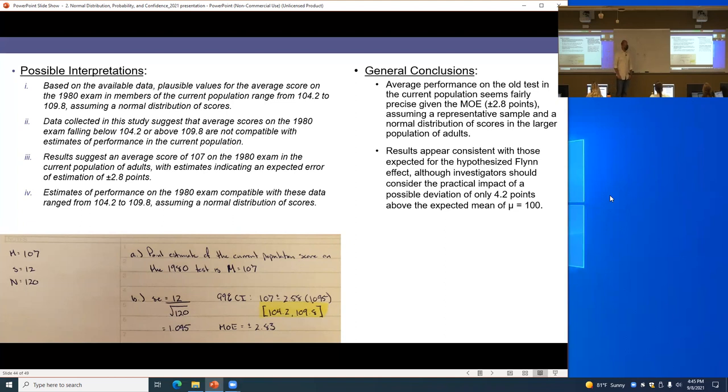So, general conclusions here: average performance on the old test is fairly precise, given a margin of error of plus or minus 2.8 points, assuming a representative sample and normal distributions in the larger population of adults, right? So what I can say is, what you've done based on the methods is pretty precise. Plus or minus just under 3 points on one of these evaluations is going to be pretty good, right? Results appear consistent with those expected for the hypothesized Flynn effect, although investigators should consider the impact of possible deviation of only 4.2 points above the expected mean of 100.